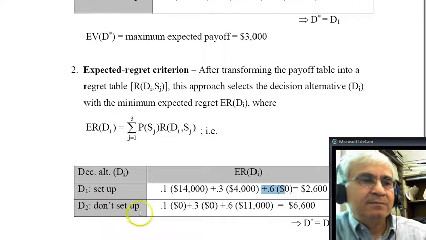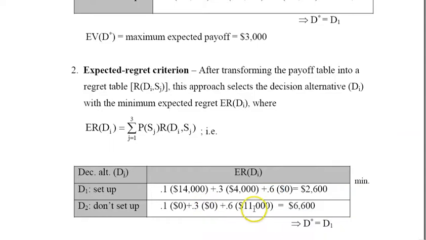If we don't set up, our regret would be 0 if it's rain, 0 if it's clouds, and 11,000 if it's sunny. These are the corresponding probabilities. We multiply them together and get 6,600. So the decision here is still D1, where we minimize our expected regret.